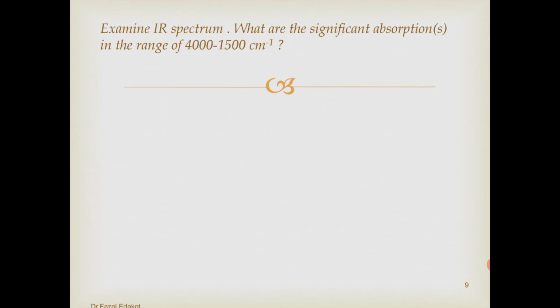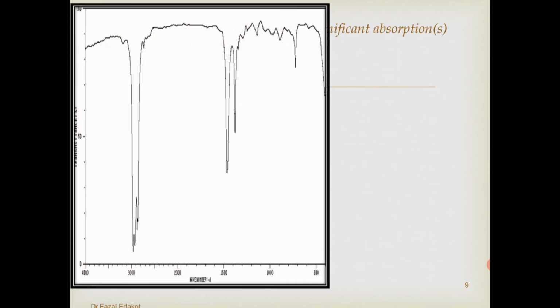So let us take a few examples. Examine the IR spectrum. What are the significant absorptions in the range of 4000 to 1500 per centimeter? I am giving a spectrum, you have to see it actually. So look at this spectrum. You could see the values 500, 1000, 1500, 2000, 3000, 4000.